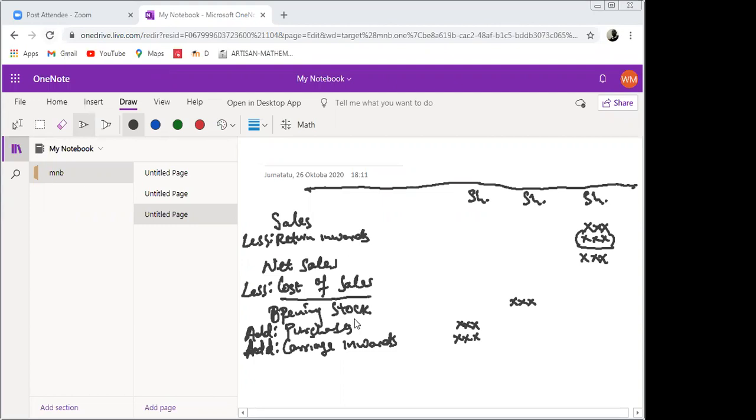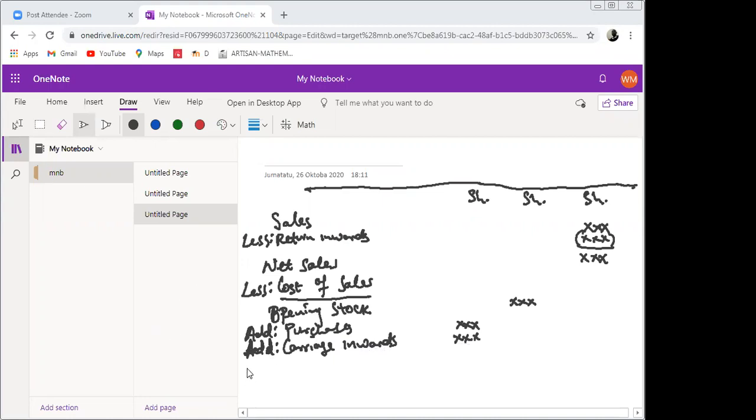Okay. So I was saying, the carriage inwards is the carriage on the goods that were purchased. To the cost of the purchases, you should add the cost of transporting those particular purchases, because that cost of transporting them would not have been incurred if those purchases were not made. So it is a cost that is attached to the purchases, and we normally add it to the purchases.